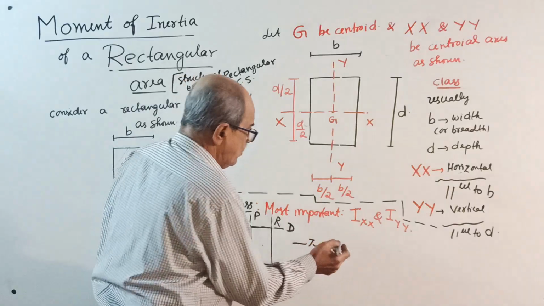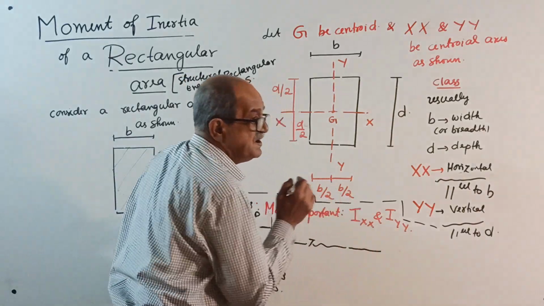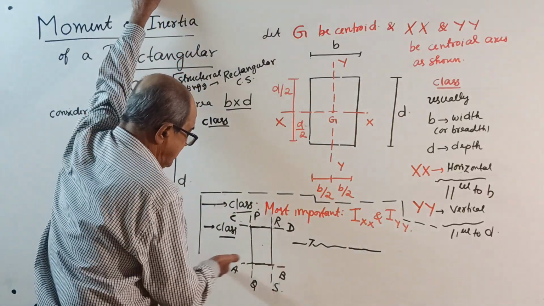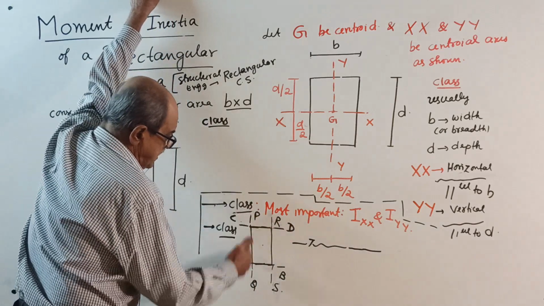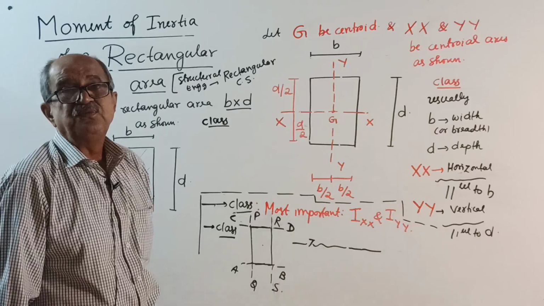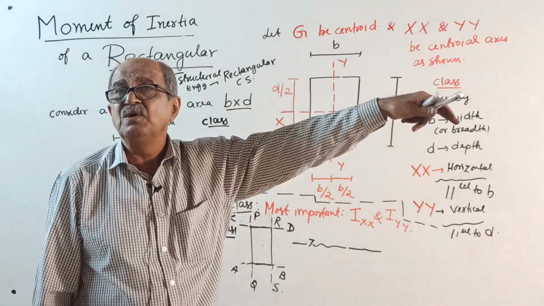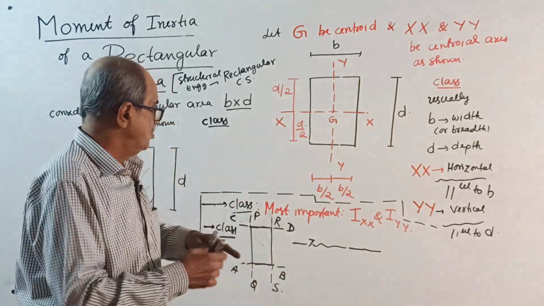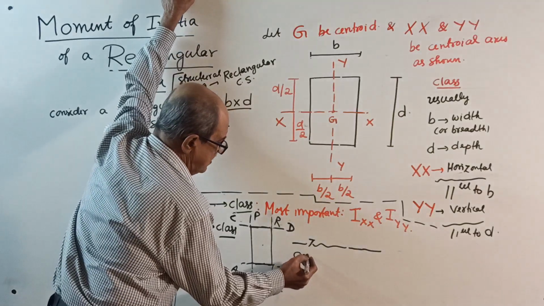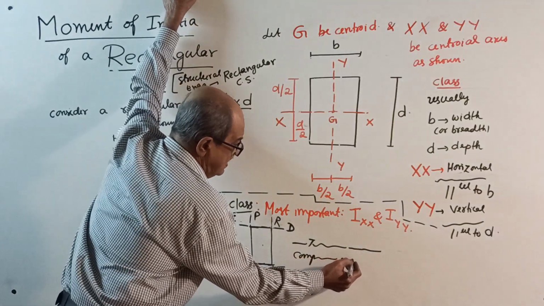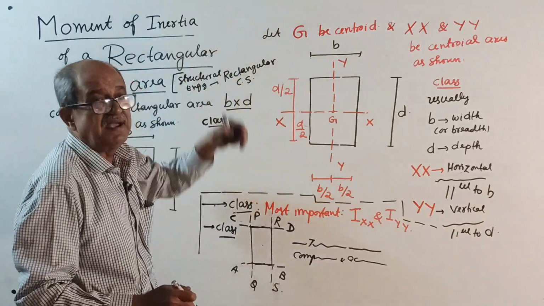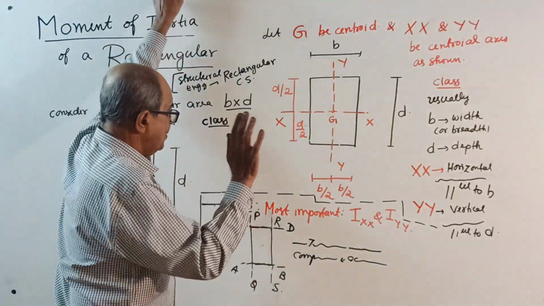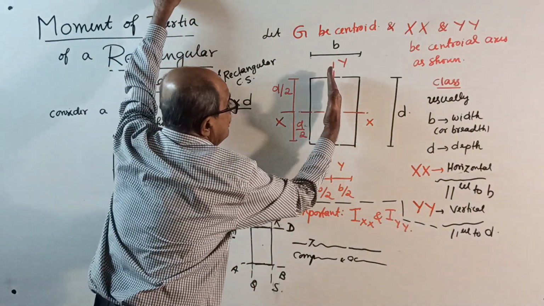But remember, make a note, this has no further application. We will not consider this I about AB or CD or PQ or RS when we consider moment of inertia calculation later using parallel axis theorem. We will not use it. So purpose is only competitive examination or academic examinations. From structural point of view, you require only IXX and IYY.